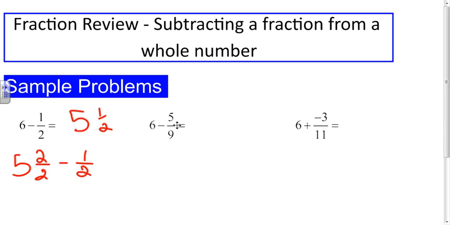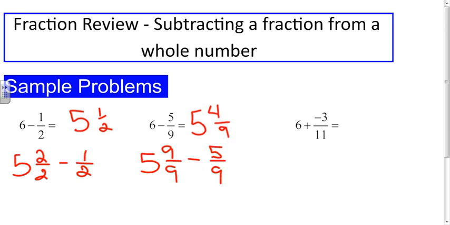If I have 6 minus 5/9, right, I'm going to borrow one whole from the 6, make that 6 a 5, and then I'm going to write that 1 as a 9/9. Again, I'm choosing 9 because that's my denominator in the fraction that I'm using to subtract. So 5 and 9/9 minus 5/9 is going to be 5 and 4/9.